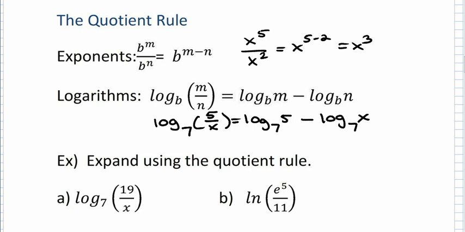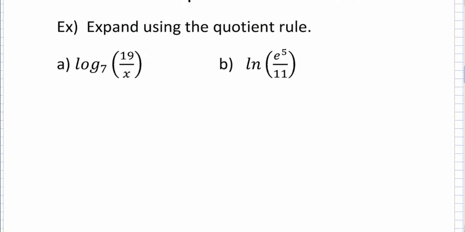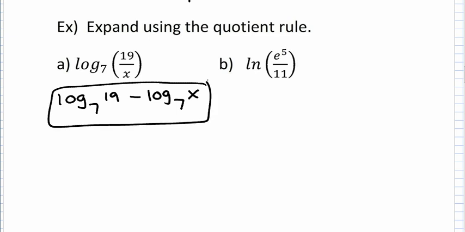And vice versa. If I had this subtraction, I could condense it back into division. So if I want to expand using the quotient rule, notice I have log base 7 of 19 over x. So I'd make it log base 7 of 19 minus log base 7 of x. That would be my final answer.